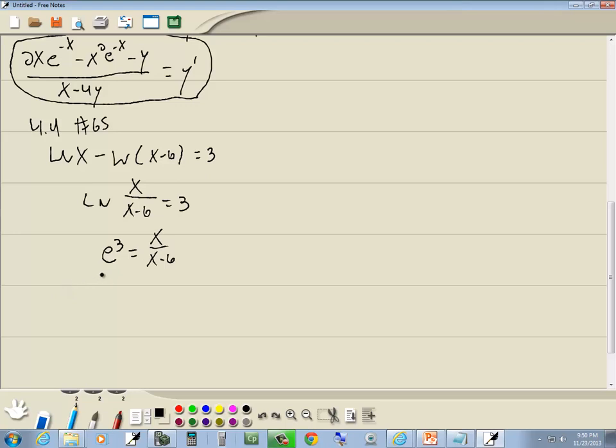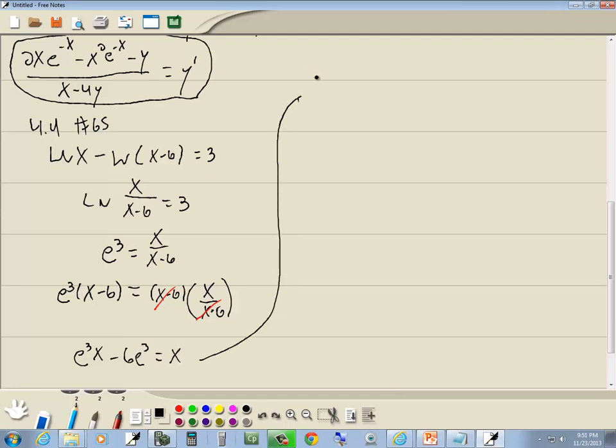And then solve. Wait a minute, this is a rational equation. Multiply everything by the LCM of all your denominators, which is x minus 6. So we've got e to the third times x minus 6 equals x minus 6 times x over x minus 6. The x minus 6 is canceled there. E to the third times x is e to the third x. E to the third times negative 6 is negative 6 e to the third, and that equals x.